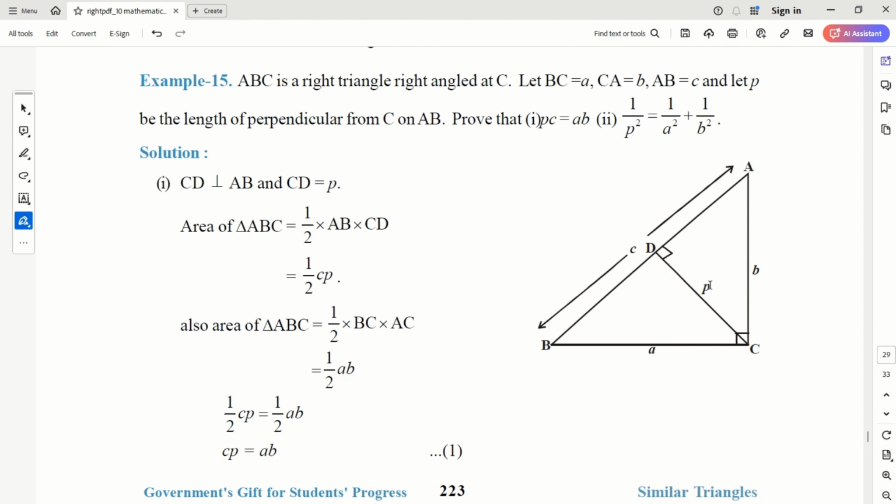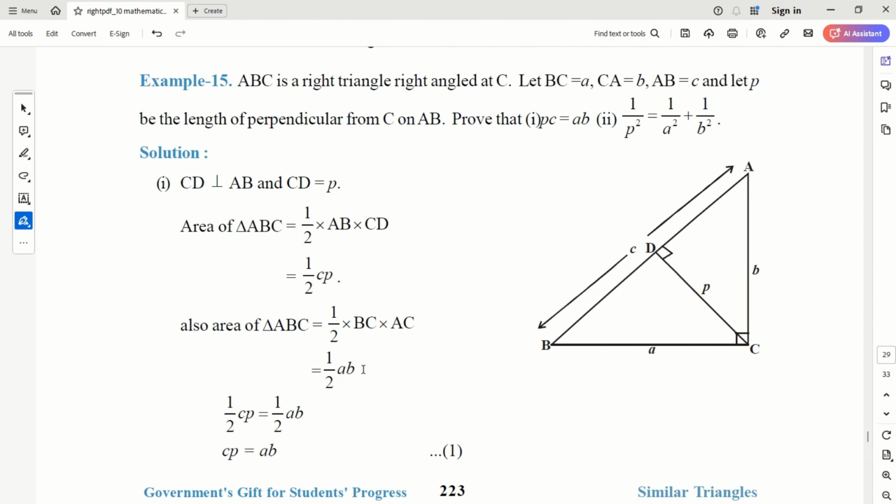First thing is CD is perpendicular to AB, so CD equals p. Area of triangle ABC equals half into base into height, that is half into AB into CD, which is half into c into p. Similarly, area of the triangle is also half into BC into AC, base and height, which is half into ab. If you equate both of them, you will get cp equals ab. Correct. So this is our first proof.